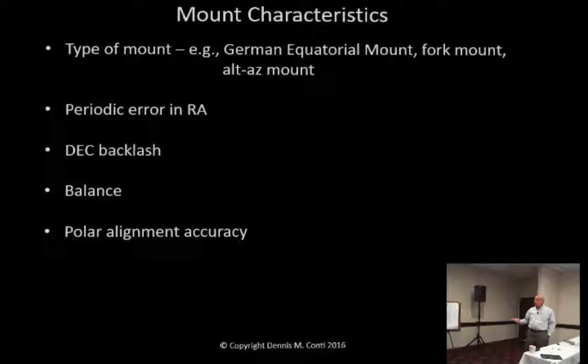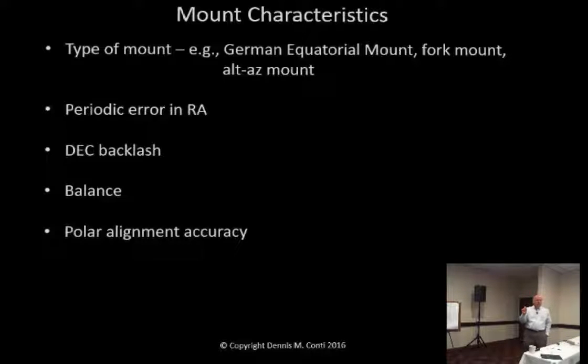Every mount has some kind of periodic error. By periodic error, what we're talking about is the gears compensating for the rotation of the Earth, and there's a little worm gear that's turning the bigger gear. If it's not quite accurate, there's going to be some error introduced every period that worm gear turns, and that could affect, for example, the wandering of that star.